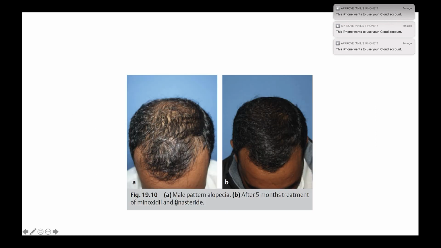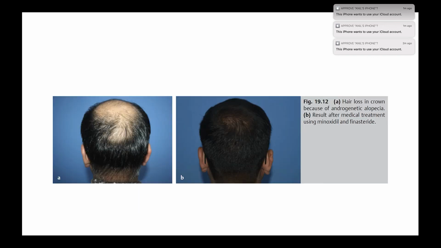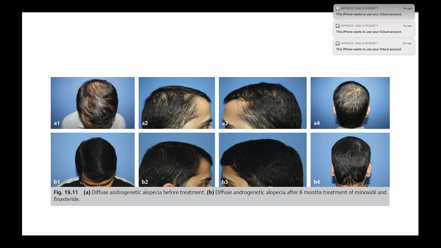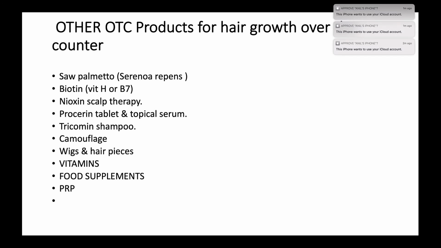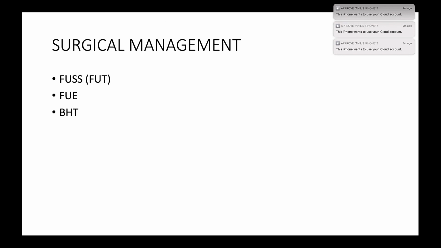So these are a few examples of the treatment: male pattern hair loss, diffuse, after 5 months of treatment with minoxidil, finasteride, food supplement, etc. This is another case which improved just by the medicine. This is another case which improved with the medicine. Other OTC products are saw palmetto, biotin, Nioxin, Pantogar, Trichomin shampoo, camouflage, fixes, hair pieces, vitamins, food supplements, and PRP.